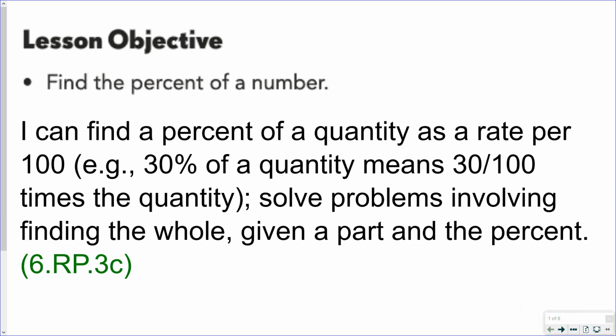For today's lesson, we will be finding the percent of a number, and the standard that will be addressed in this lesson is listed here, 6.RP.3c.